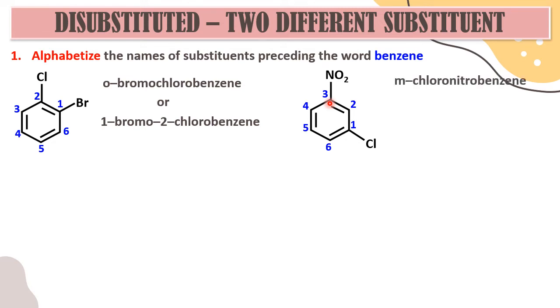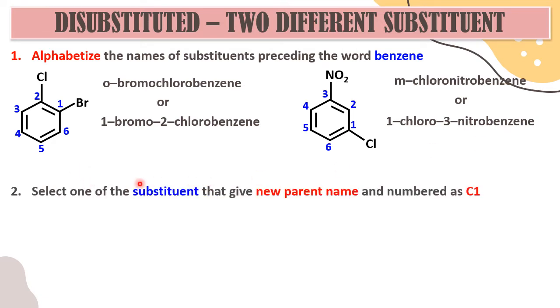So for the name, you will write down chloro first based on alphabet. So meta-chloronitrobenzene. Or you can just simply use numbers. It will be 1-chloro. Here it's not 2, it's actually 3-nitrobenzene. So 1-chloro-3-nitrobenzene. Okay, so this is the first one. Okay, next.